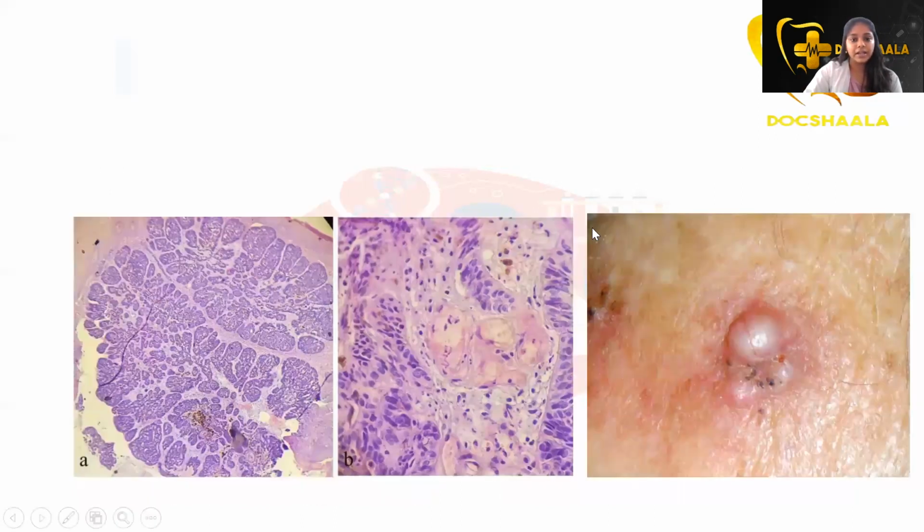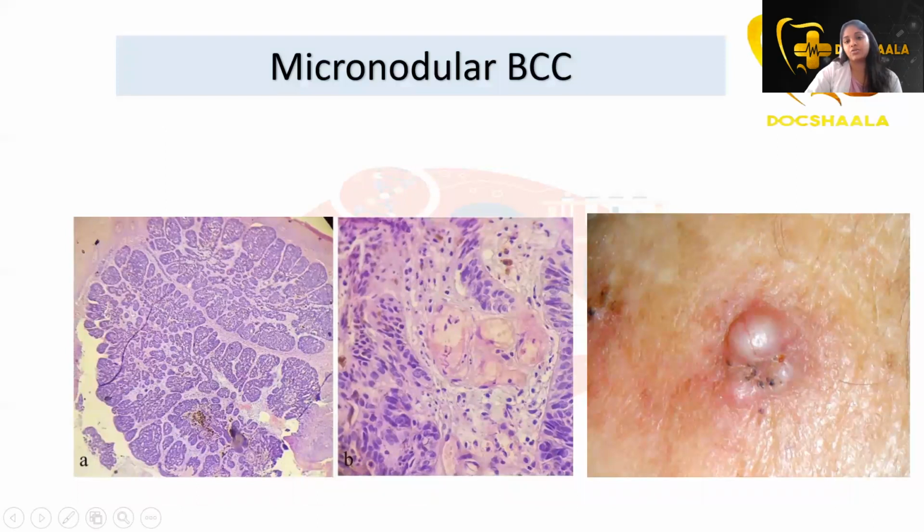Okay, then coming to micronodular BCC. So what is the difference between nodular and micronodular is that in nodular BCC, we have a single nodule which is of appreciable size.